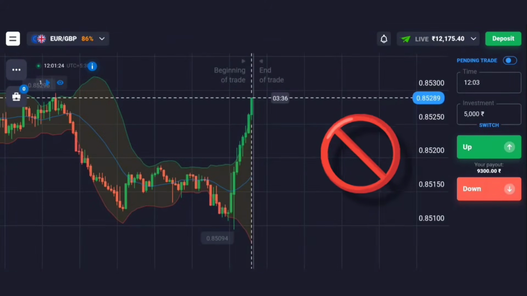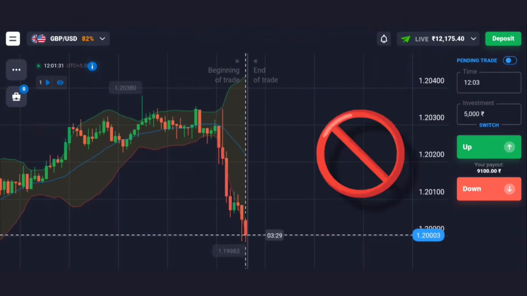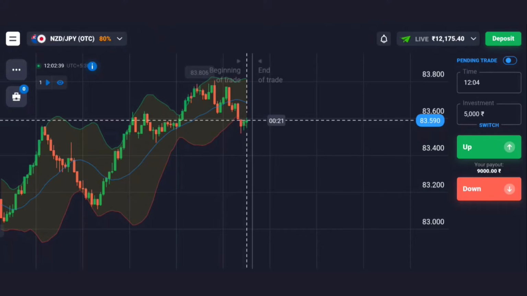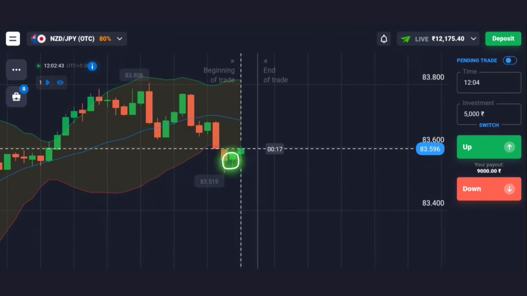We should avoid this chart because the bands are sloping up. Same here, the bands are sloping down. The situation here is also the same as the previous one, but it is touching the bottom line.